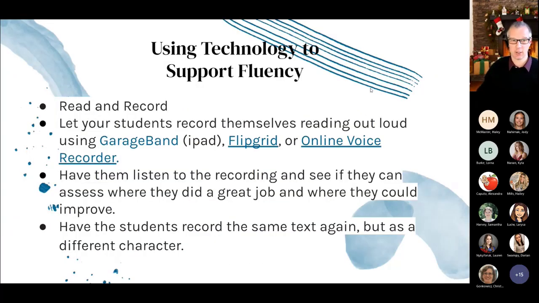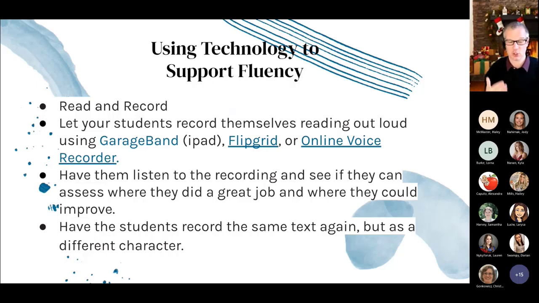And then the last little bit here is using technology to support this fluency. So reading and recording, especially in small group centers, using things like, if you have iPads, something like a GarageBand app, or Flipgrid, which is a fantastic one, where students can read to themselves and then hear themselves. They don't necessarily need to watch the video as long as they can hear it, and then re-record and practice, and they can even change their voices. They can pretend they're a cowboy or a princess or whatever it is, or a monster.